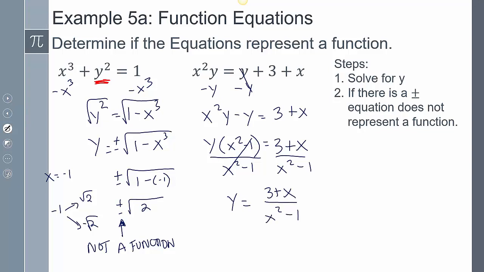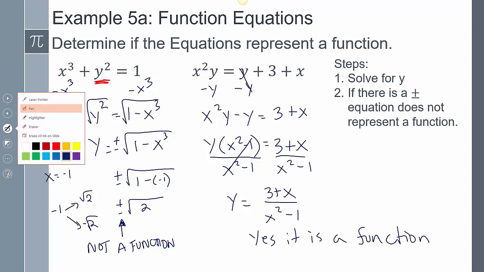And so in this case, the question then becomes, do I see that plus or minus? In this case, no. And because I don't have that plus or minus, this equation does represent a function. So yes, it is a function.